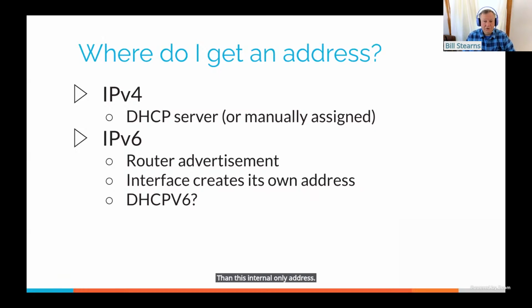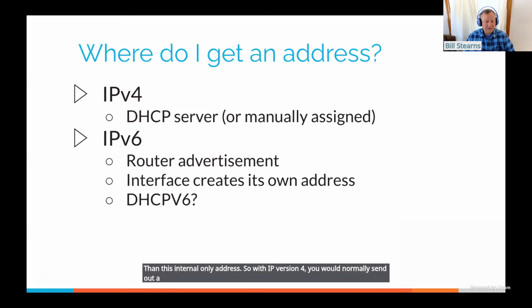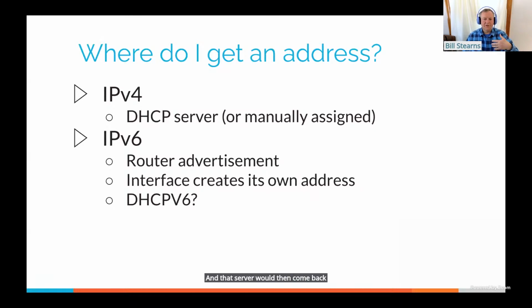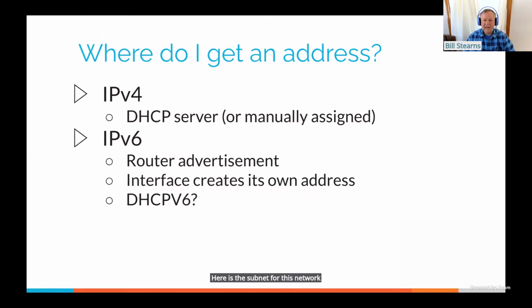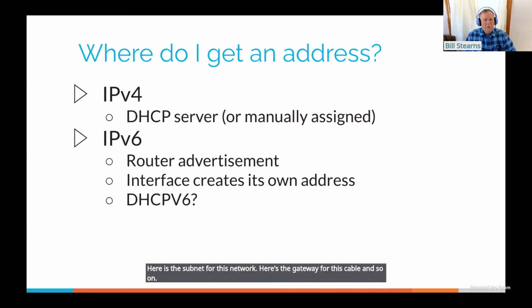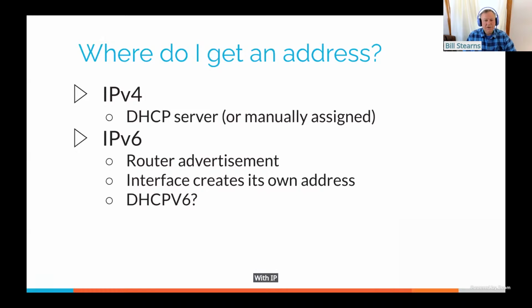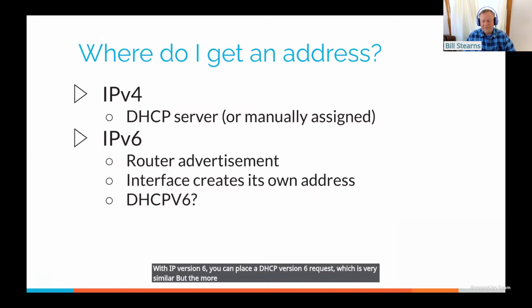So with IP version 4, you would normally send out a broadcast to a DHCP server. And that server would then come back and say, "Here's the address I want you to use. Here's the subnet for this network. Here's the gateway for this cable," and so on. With IP version 6, you can place a DHCP version 6 request, which is very similar. But the more common way is for some IP version 6 capable router to send out what's called a router advertisement.